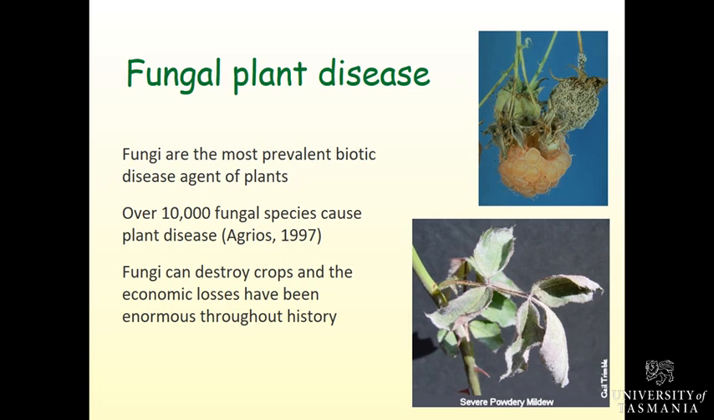Fungi, fungal plant disease, are regarded as the most prevalent disease agent of plants. There's a lot more of them than anything else, maybe because they're also a lot easier to classify, but there's a lot more diversity. Bacterial taxonomists keep changing their taxonomy, so sometimes we have lots of species, sometimes we don't have so many because they've clumped and split them, but they're kind of all pretty similar. We've got quite a lot of fungal species, over 10,000.